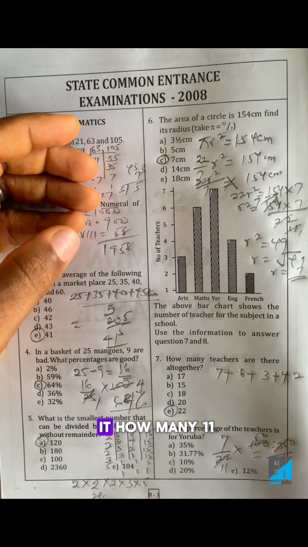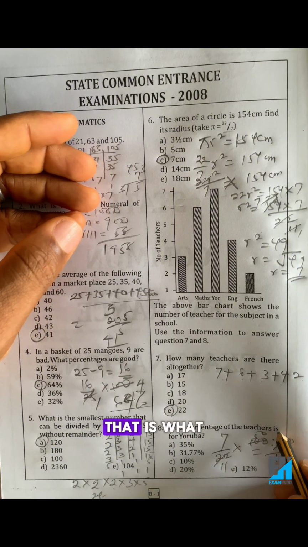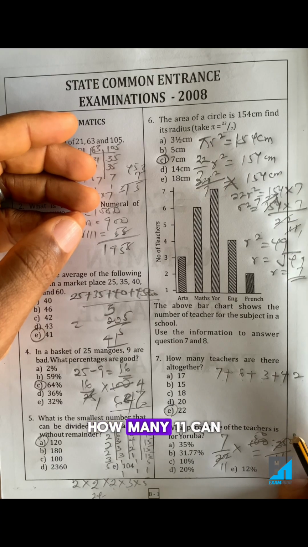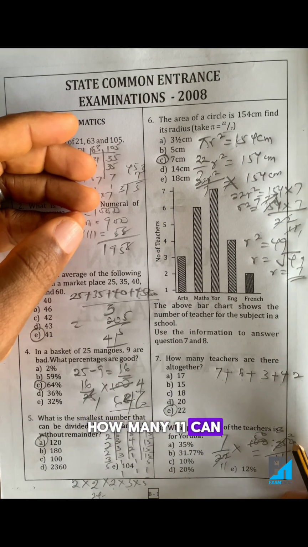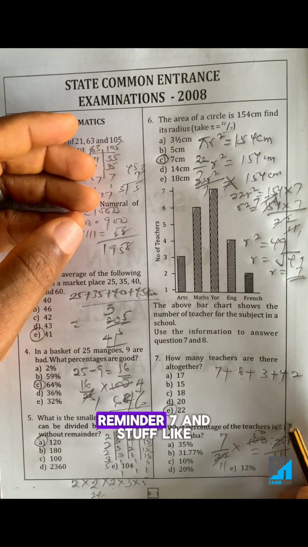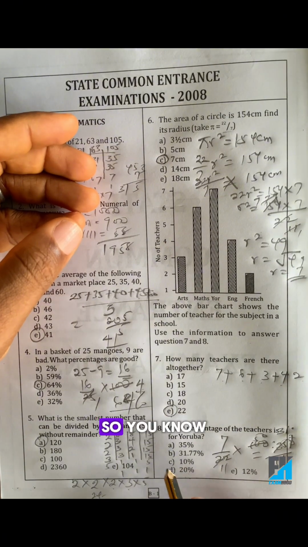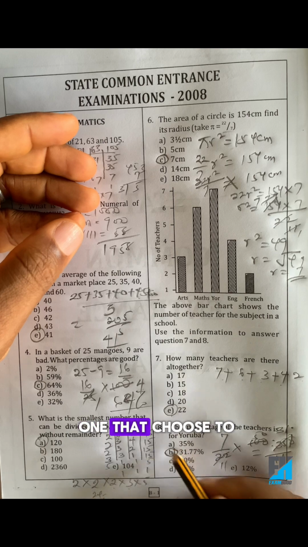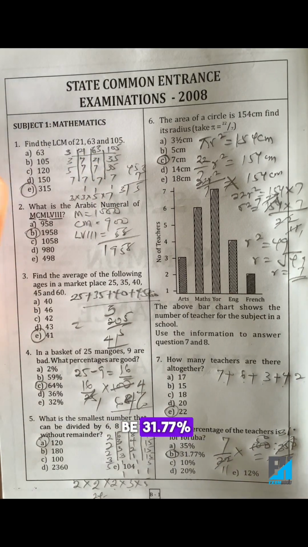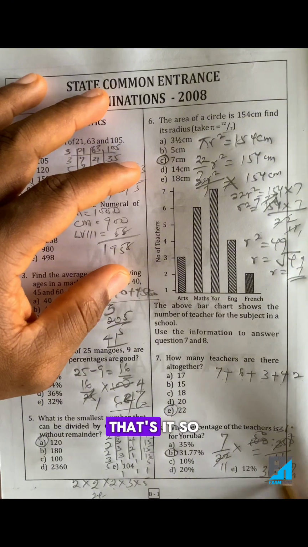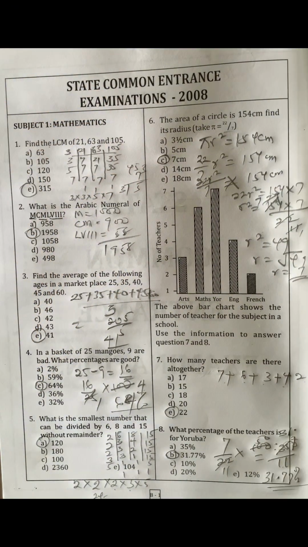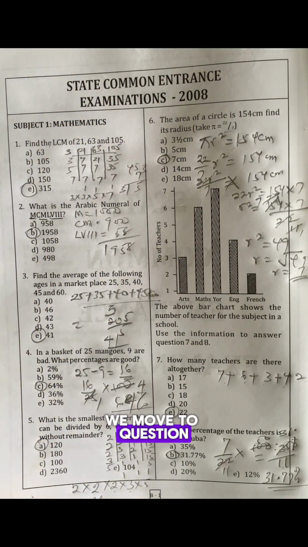How many times can 11 go in 35? That's 3, remainder 2. How many times can 11 go in 21? And remainder 7 and so on. So you know that this is the one that is close to it. B, 31.77%. That's it. So we move to question 9.